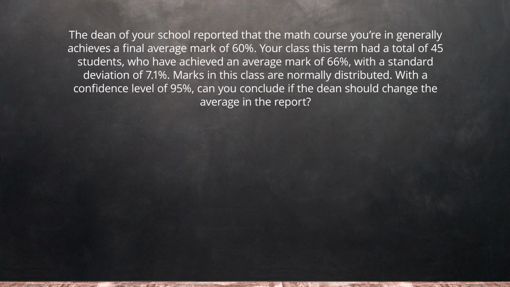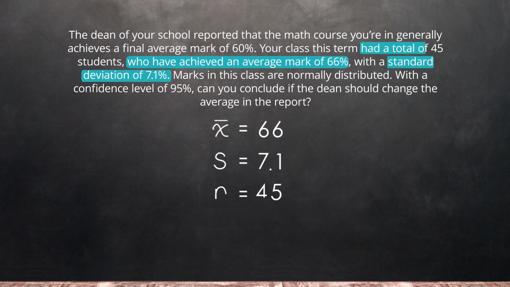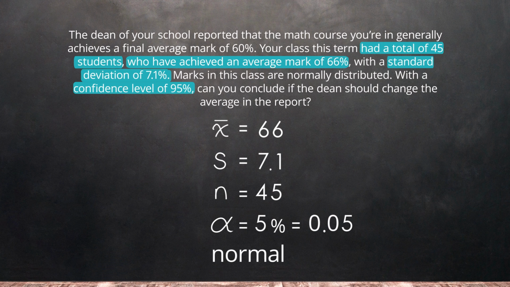Let's first make a list of the variables that we are given in the question. We know that the sample mean is 66. We also have a sample standard deviation of 7.1. There are 45 people in this sample. A confidence level of 95% means a significance level of 0.05. Finally, the question tells us that our data is normally distributed.